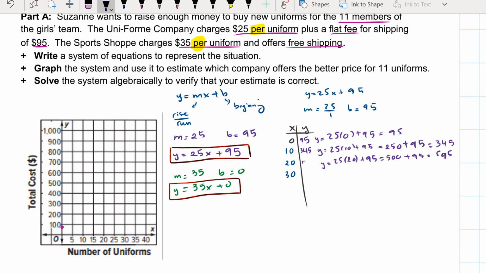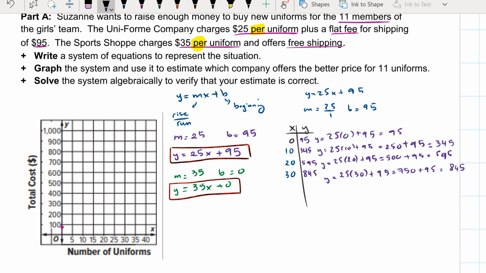595. And last one, 25 times 30 plus 95. 3 times 5, 15, remember 1. 3 times 2 is 6 plus 1 is 7. And add a 0, so 750 plus 95. That will get me 845.